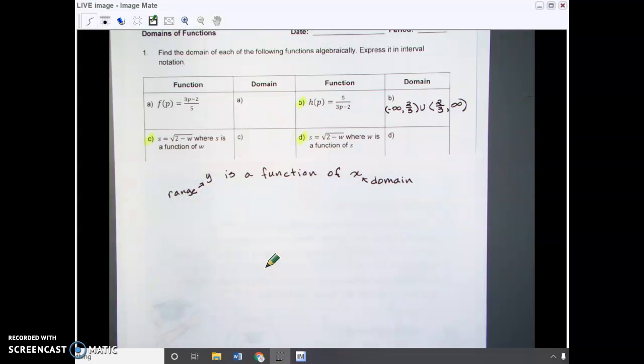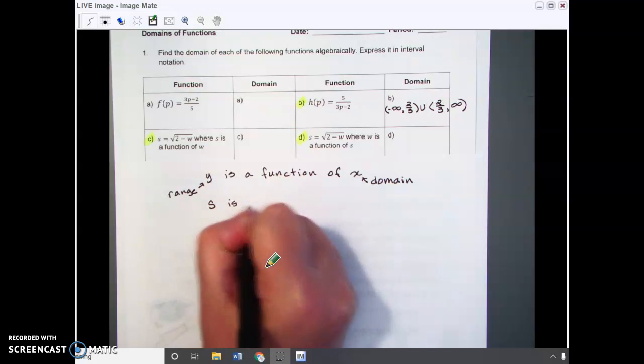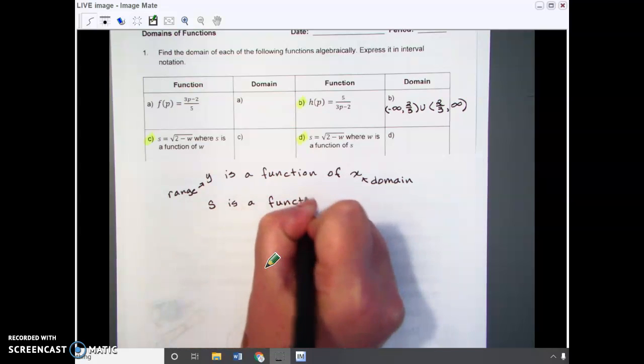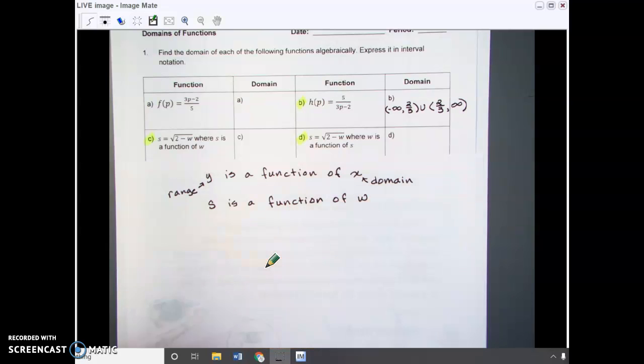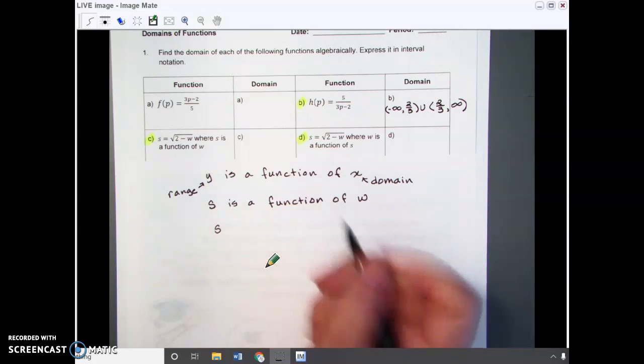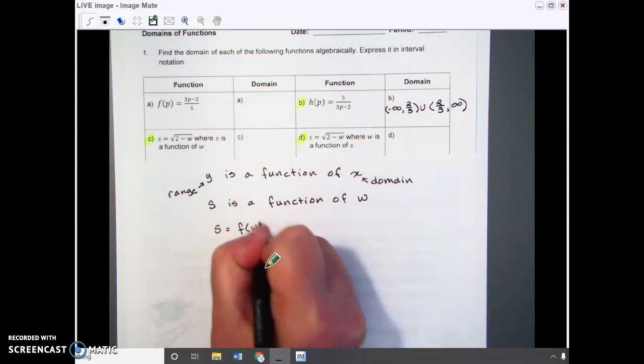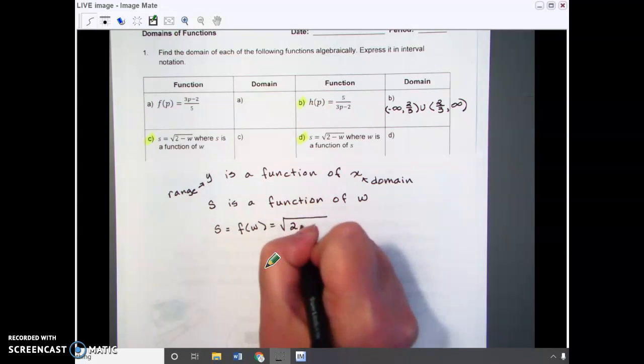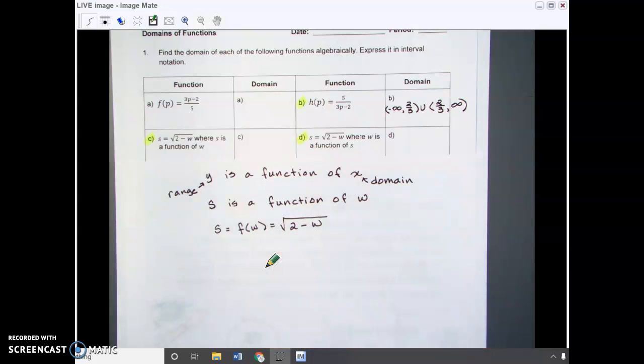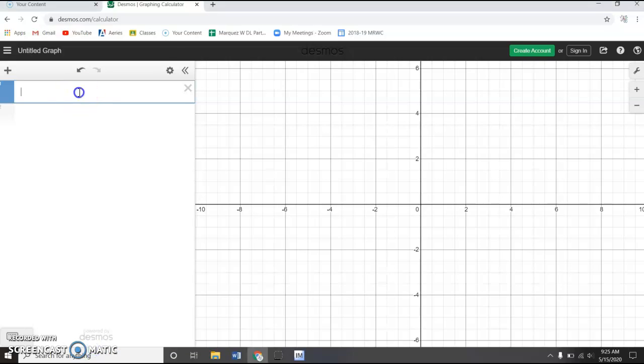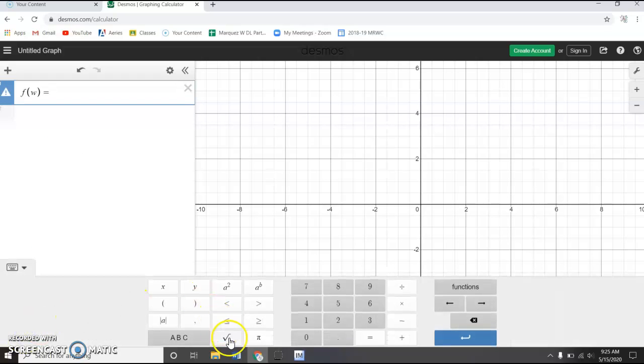So in question C, if they say that s is a function of w, then that means that where I see s, I could call that a function of w. And then we can say that it's the square root of 2 minus w. And so I'm going to move over to Desmos and go ahead and graph this. So we're going to say f of w to let Desmos know that w is my domain. And that's going to be equal to, and then down here we're going to open up that arrow, and we're going to say the square root of 2 minus w. And so that goes ahead and gives us this graph.